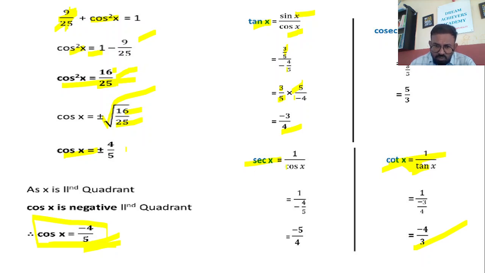So secant x is what? 1 by cos x. Reciprocal. So cos x we have found out minus 4 by 5. So 1 by minus 4 by 5 is nothing but minus 5 by 4. Same way cosecant x. Cosecant x reciprocal is sin x. So 1 by sin x is 1 by 3 by 5. That can be written as 5 by 3. This is very important and very basic. Only thing is we should be knowing how to use the identity in trigonometric functions.